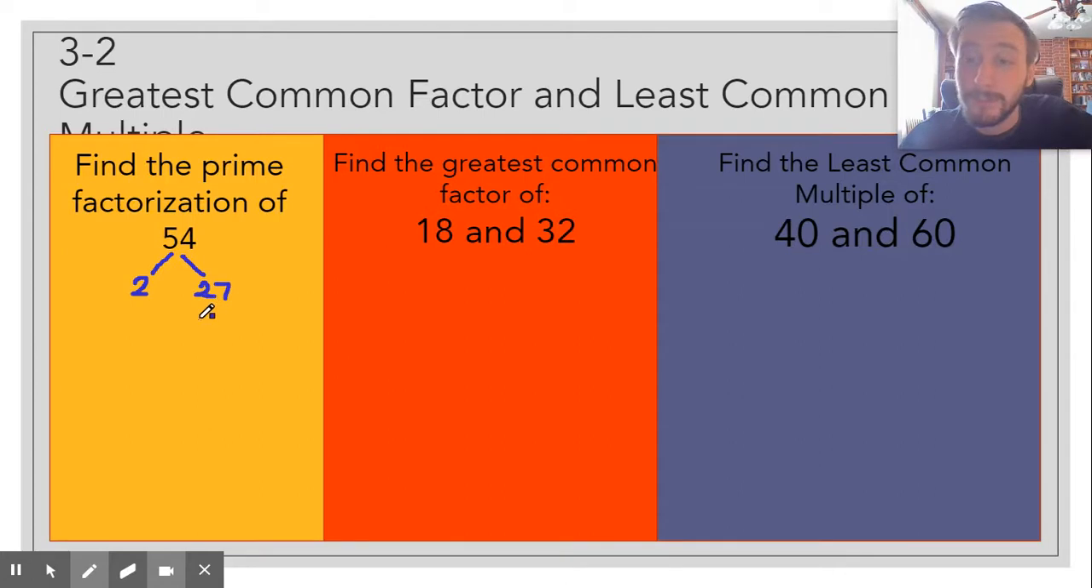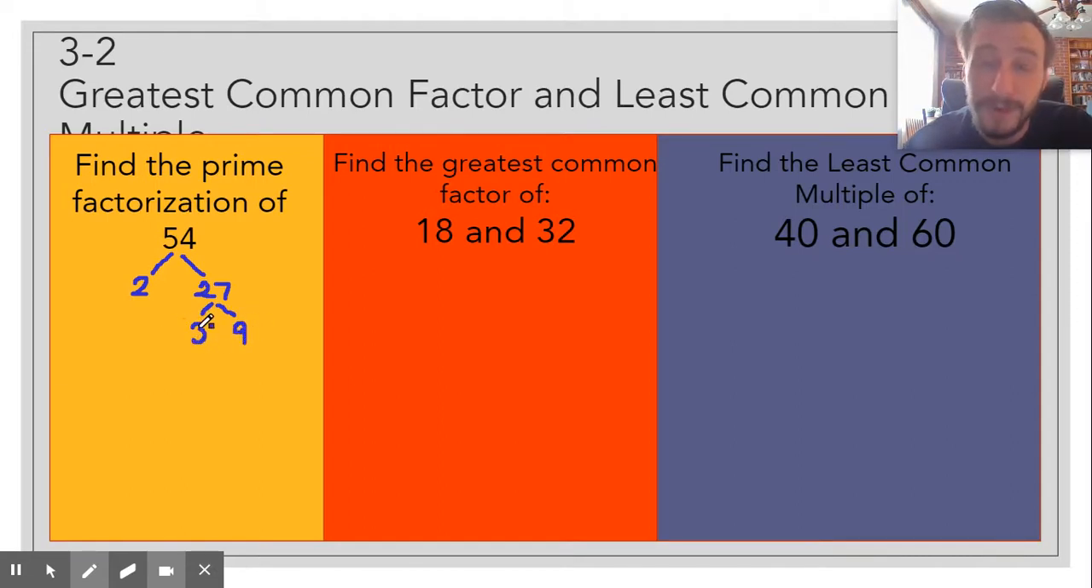Now, 2 is a prime number. And remember, a prime number is what we're looking for. It's a number that can't be broken down anymore because only 1 and itself multiply to give you that. So numbers like 2, 3, 5, 7, those are all prime numbers. So 2 is prime, so I can't get any smaller. But are there numbers that I can multiply to get 27? 3 times 9 gives me 27.